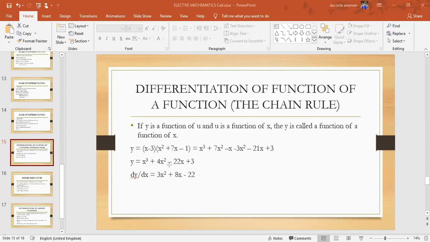After that, you simplify it, and you'll be getting x cubed, which is this one, plus 4x squared, which is 7x minus 3x squared, minus 22x, which is minus 21x minus x. This is negative, negative, therefore you get a minus 22x. Then you have only one constant, which is what? 3 plus 3. I hope you get it. So you simplify it to this form. Then after that, it will become easier for you to what?